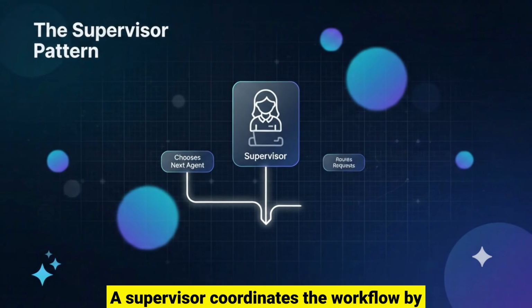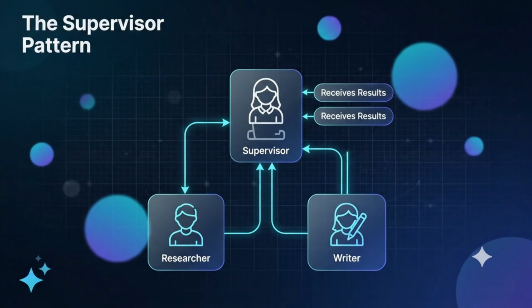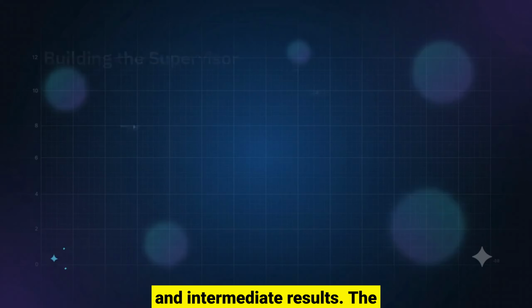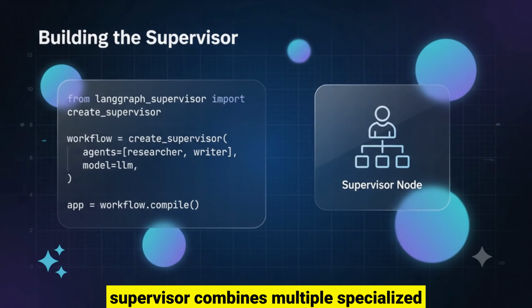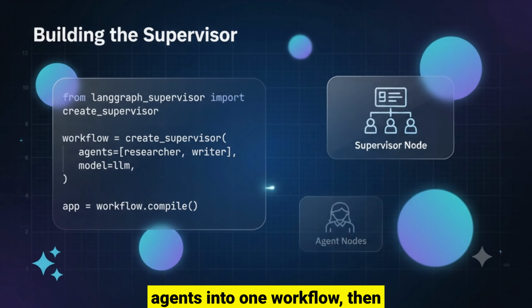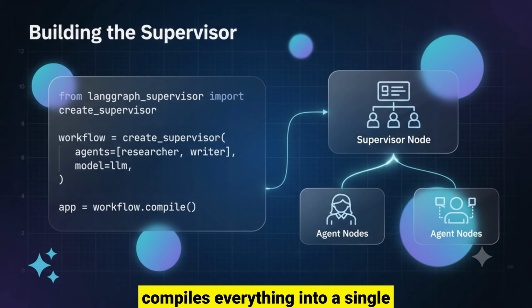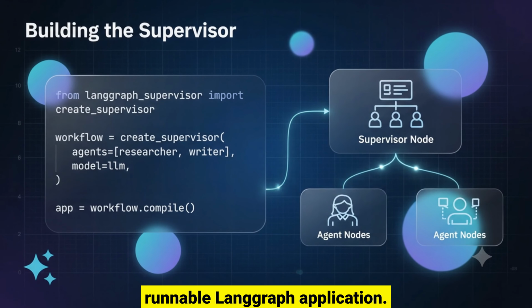A supervisor coordinates the workflow by selecting which specialist should work next, based on the current conversation and intermediate results. The supervisor combines multiple specialized agents into one workflow, then compiles everything into a single runnable LangGraph application.